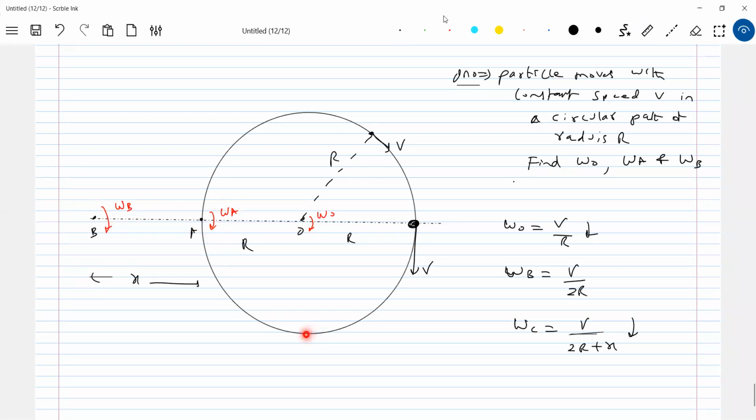When the particle again comes here, you have velocity v like this. So take the component of velocity, then calculate angular velocity. So definitely the angular velocity with respect to B, will it be constant? No, it depends on the position of the particle. Particle moves with constant speed in a circular path of radius R. Find omega naught, omega A, omega B.